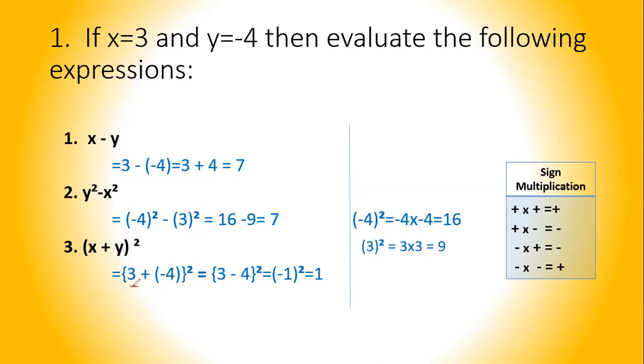In step number 2, first you have to remove the small bracket, then put the square, and then find the square. Now, when we remove the small bracket, the signs are multiplied. That means plus minus is minus. So 3 minus 4 gives you the answer minus 1, not plus 1. When the negative value is greater, the answer will be negative. Very good. So we get minus 1 whole square.